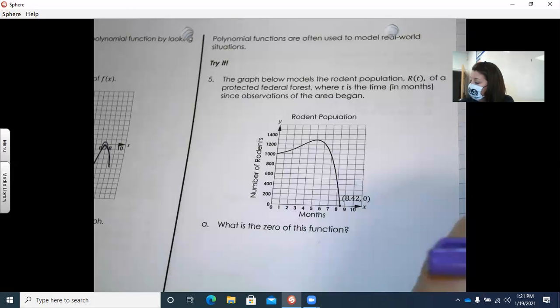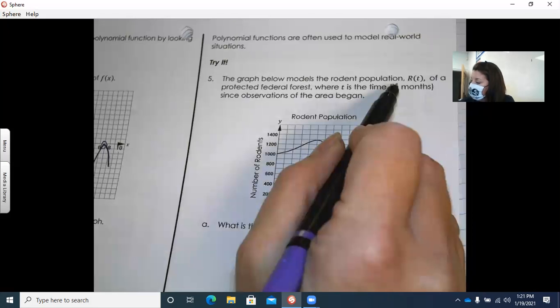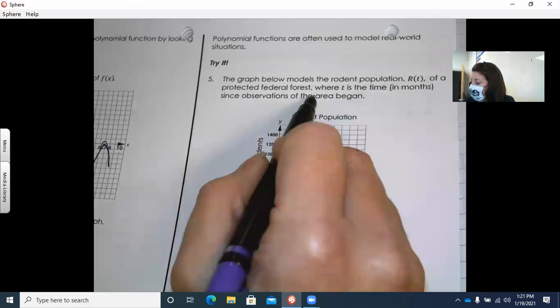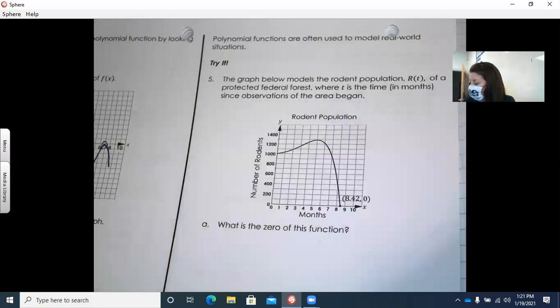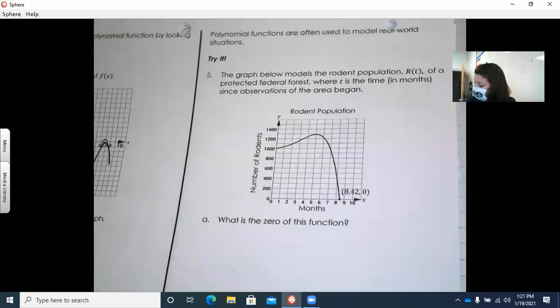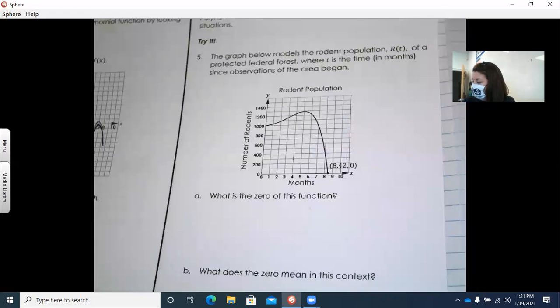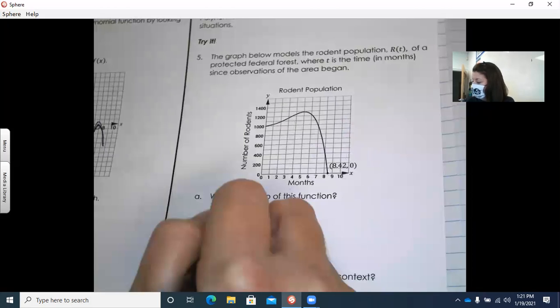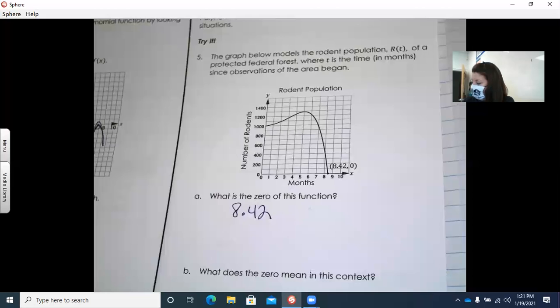All right. The graph below models the rodent population, R of T, of a protected federal forest where T is the time in months since observations of the area began. What is the 0 of the function? (8.42). What does the 0 mean in this context? Months when what? How many rodents did they observe when they started this observation?